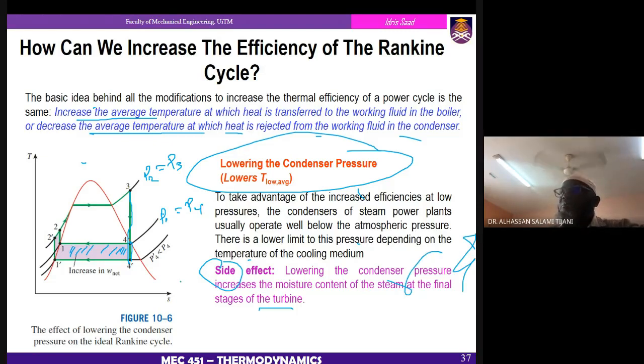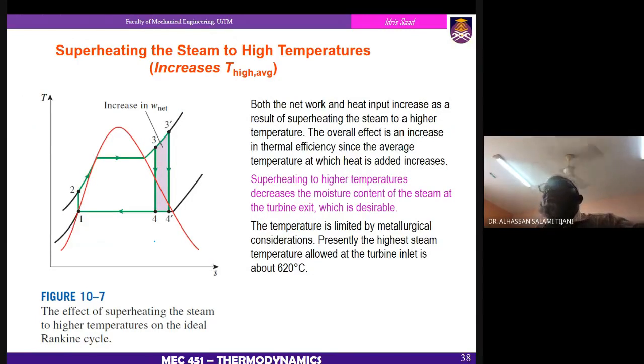in the turbine, okay, which is again not desirable for the turbine. So there is a limitation on this as well. Now we have superheating the steam to high temperatures.